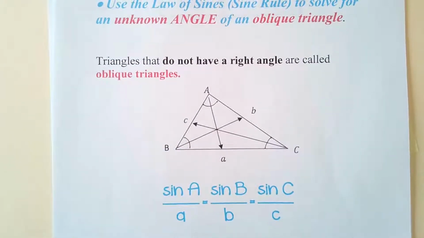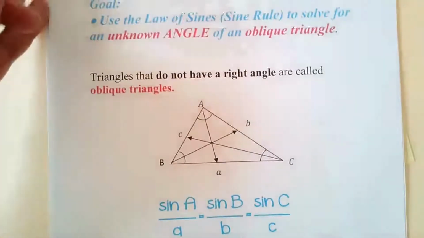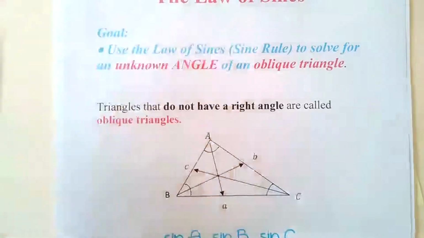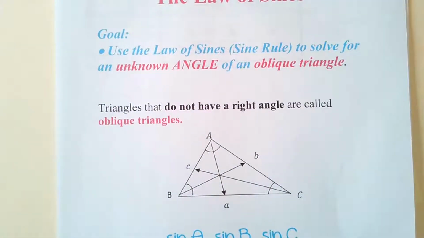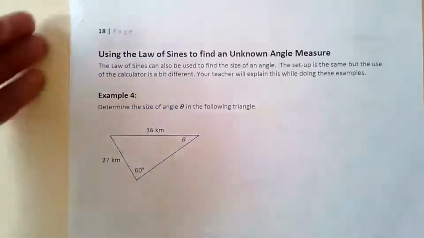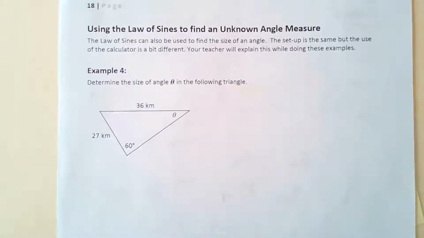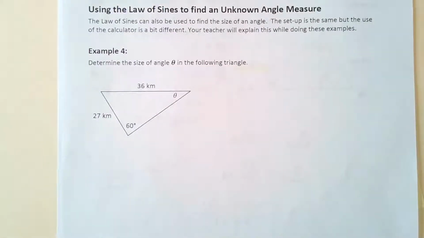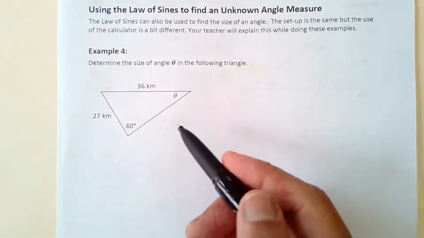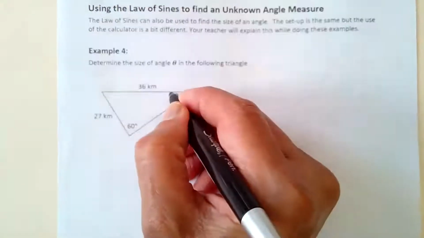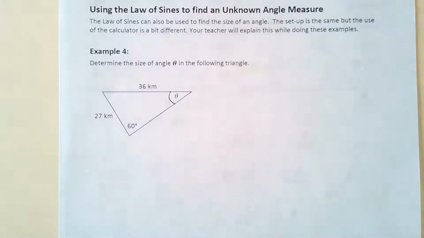In today's lesson, we'll be looking at 3 examples to show how we can find the unknown angle of a non-right angle triangle. So the first question, example 4, you're given an oblique triangle, meaning none of the angles are 90 degrees, and you're asked to find theta, this angle here.